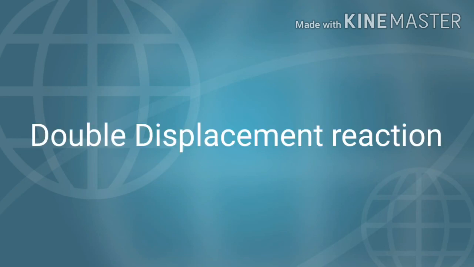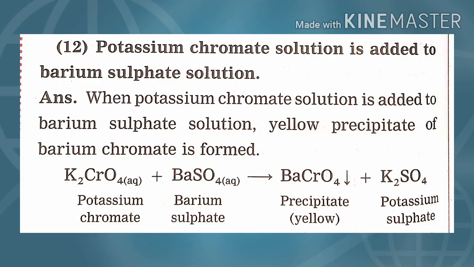Okay. The last chemical reaction is double displacement reaction. The definition of double displacement reaction is: the reaction in which ions in the reactants are exchanged to form a precipitate is called double displacement reaction. When potassium chromate reacts with barium sulfate to form barium chromate, the chemical reaction is K2CrO4 plus BaSO4 gives BaCrO4 plus K2SO4.